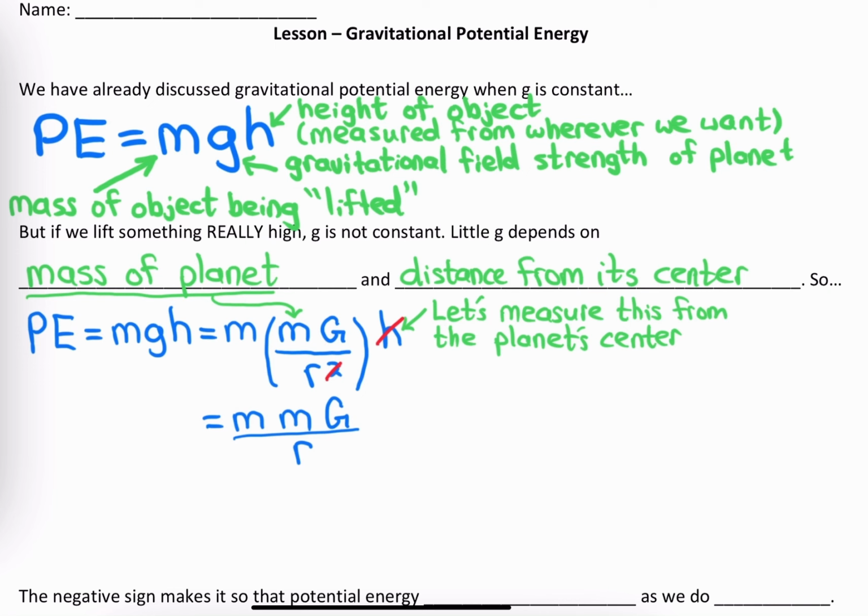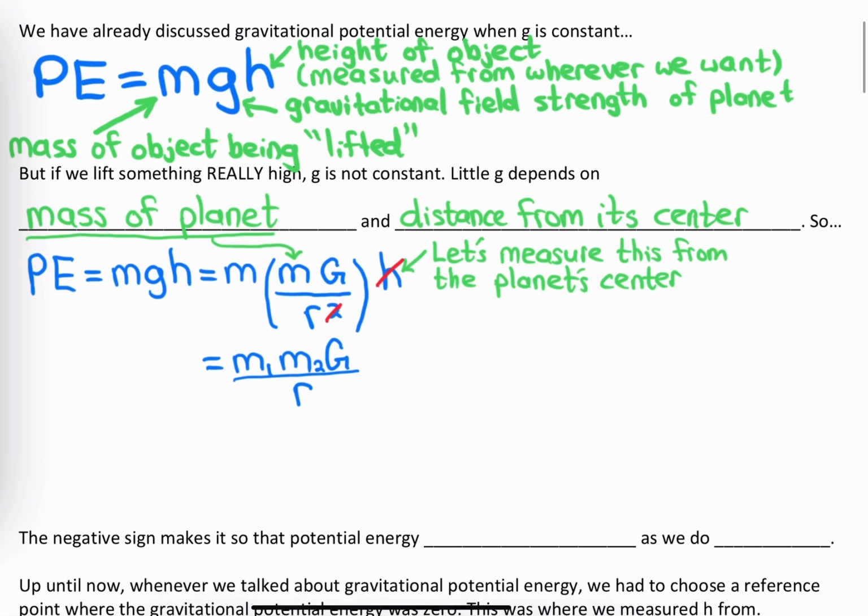And again, because these two m's are different, the first one is the mass of the object being lifted. The second one is the mass of the planet. I should probably give them slightly different names so I don't get confused and think I can cancel them out or combine them together. So as we've been doing, I'm going to call them M1 and M2. So this is the essence of our new formula for gravitational potential energy that we can use when little g is not constant. I'm going to write it out again one more time at the bottom here.